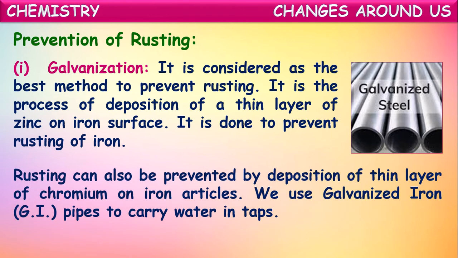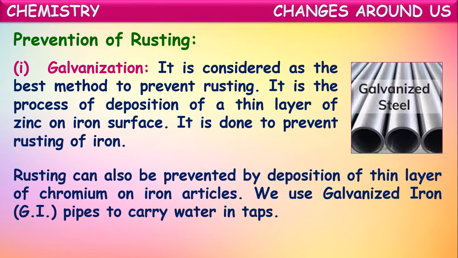Rusting can also be prevented by deposition of a thin layer of chromium on iron articles. So not only zinc, often iron articles will be coated with a thin layer of chromium and nickel and some other metals also to avoid rusting. We use galvanized iron pipes to carry water in our taps, and we use iron articles coated with chromium for vehicle body parts.